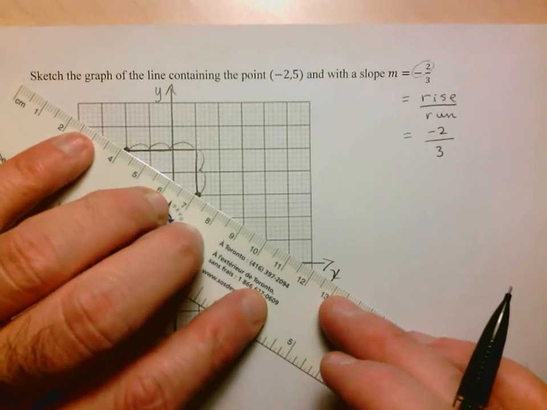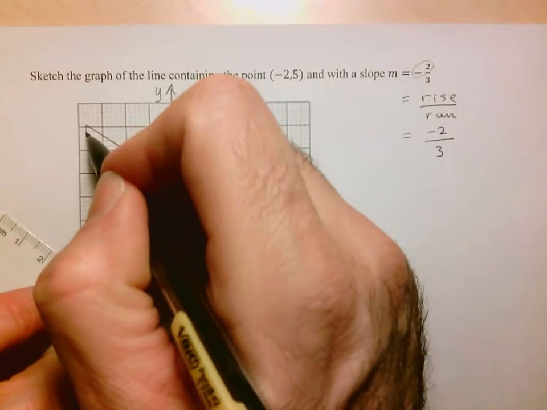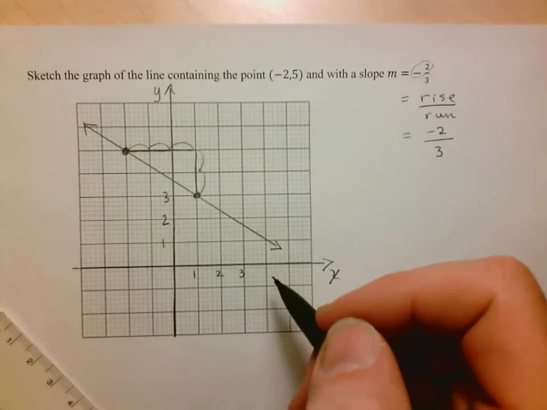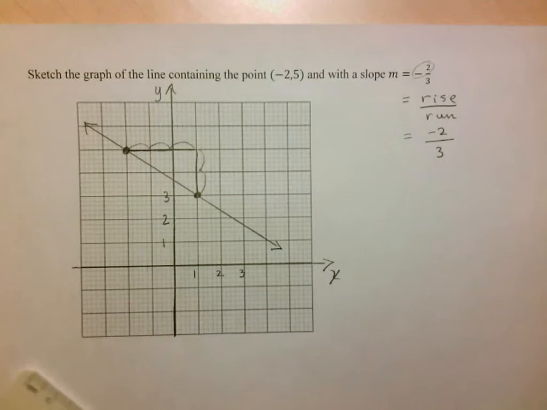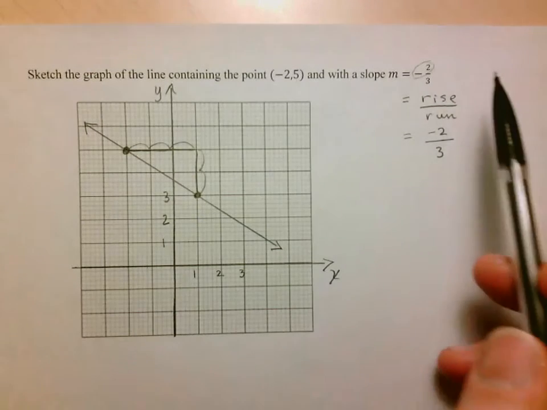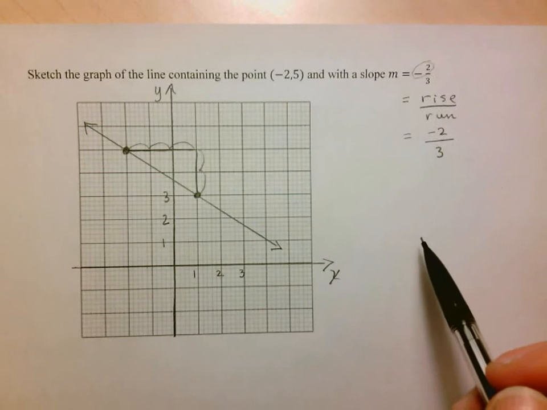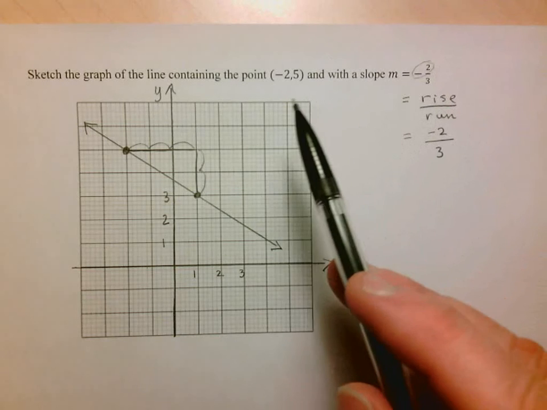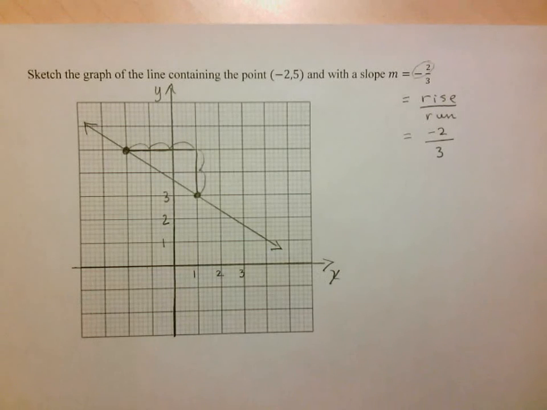Try to be as precise as possible. And there you go, there's my line. Put little arrows on either side to indicate that it continues on in both directions. And that's it. Just to recap, you start with 1 point and use the slope, thinking of it as rise over run, to help you draw a second point, and you want to use this information to choose your scale in a convenient way. That's it for this one.